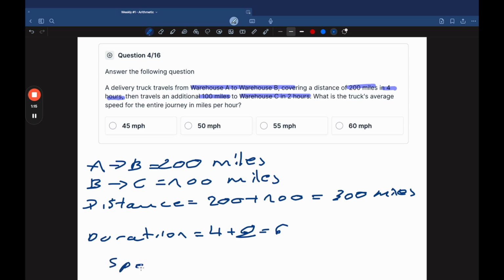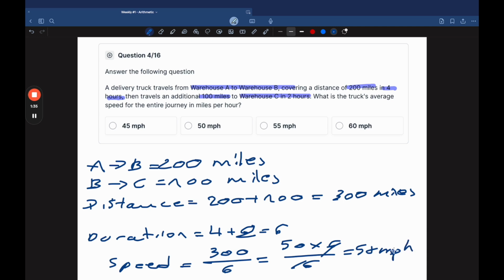Step 4. Calculate the average speed. Now, divide the total distance by the total time to find the average speed. 300 miles divided by 6 hours equals 50 miles per hour. The truck's average speed for the entire journey is 50 miles per hour.